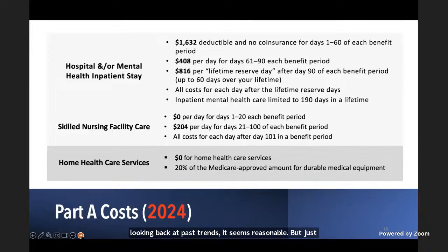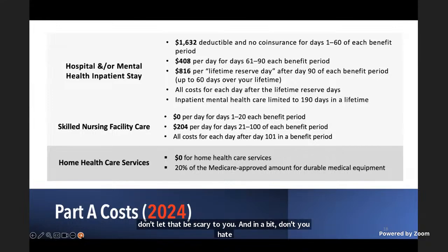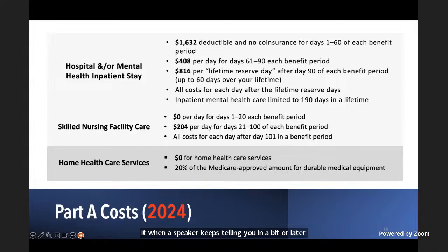So for Medicare Part A, this is your inpatient hospitalization. You have a $1,600 deductible and no coinsurance for the first 60 days of each benefit period. And if you think about being admitted to a hospital, you probably reach that $1,600 deductible just walking through the door, right? So don't let that be scary to you. And in a bit, don't you hate it when a speaker keeps telling you in a bit or later in the presentation? But in a little bit, we're going to talk about some programs that can help offset some of those costs for people who meet certain income and asset requirements.